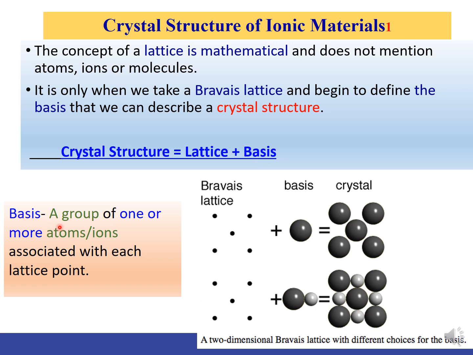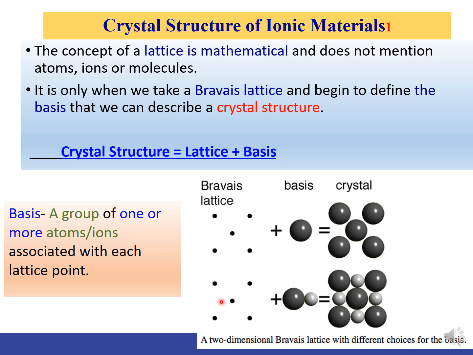A base is a group of one or more atoms associated with each lattice point. For example, if you have a metal, such as aluminum, it has an FCC structure. So this is the 2D lattice point. Assume this is the front face of one of the unit cells of the aluminum FCC structure. We know there will be 5 points, 4 corners and 1 in the face center. And we can put 1 atom at each point. So lattice plus the base, where the base is 1 atom associated with each point, gives us the crystal structure of aluminum, which is an FCC structure.